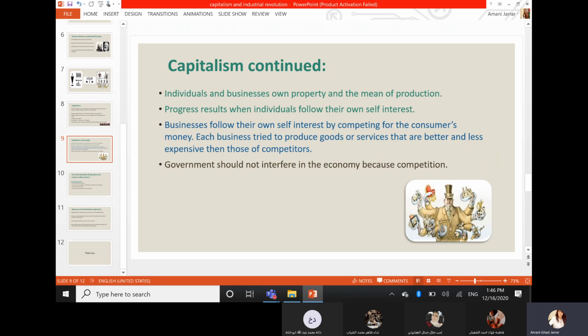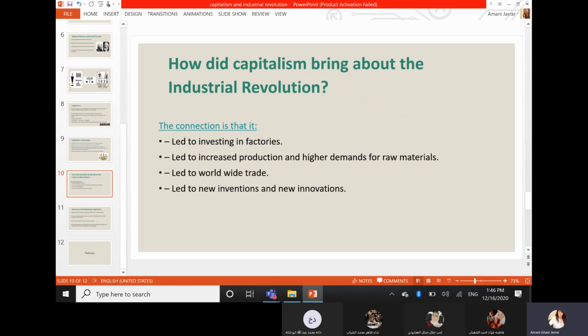Okay. And government here, according to capitalists, should not interfere in the economy, to make it easy for competition. Now, on the other hand, if you want to talk about socialism, it's quite the opposite. Socialists think that governments should interfere to make sure that it's not only for the benefit of some, and to take care of those who are poor, so as not to raise poverty, for example.